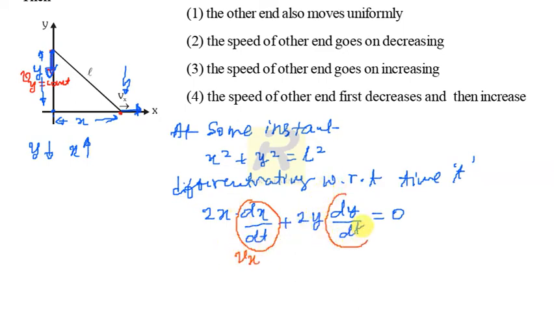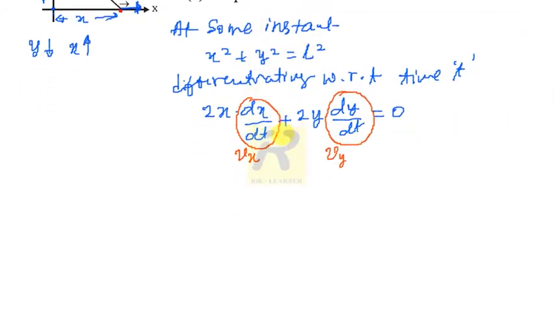And what actually is dy by dt? This dy by dt is Vy. So dy by dt is here, which is Vy, and dx by dt is here, which is Vx. Now I can simply rearrange this. I am interested in finding Vx. So when I rewrite this equation, Vx is equal to minus 2y divided by 2x into Vy. So this remains here, dy by dt, which is Vy.